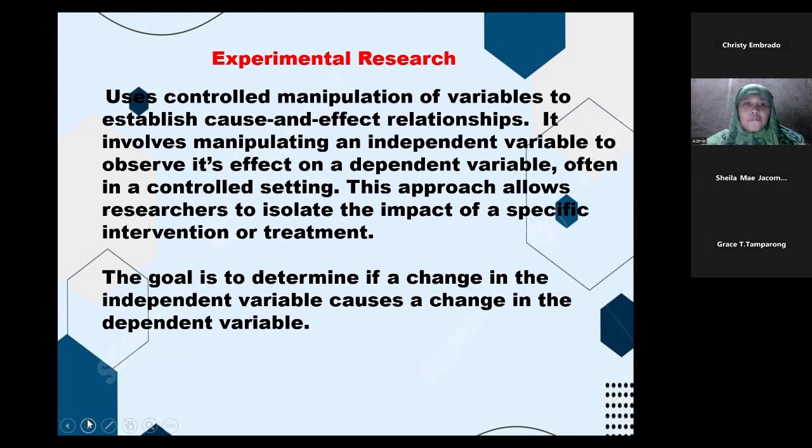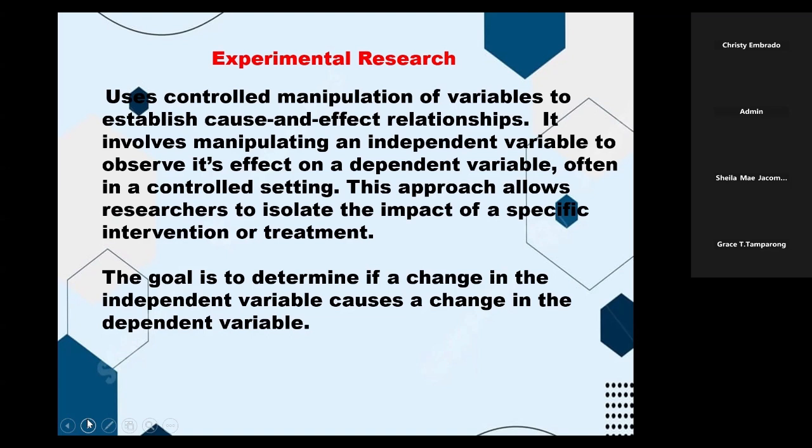The goal of experimental research is to determine if a change in the independent variable causes a change in the dependent variable. Example, whereas drug development experimental research can help determine if a medication effectively treats a specific disease. And last, that would be all.